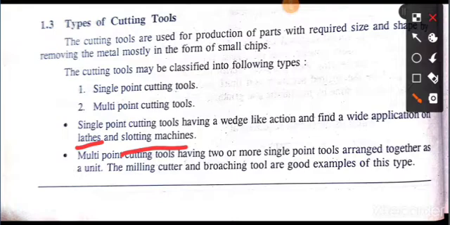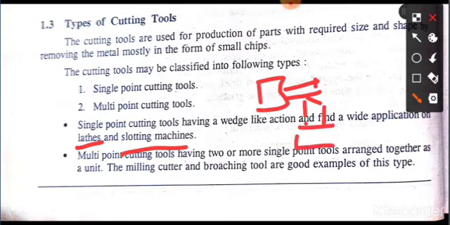Lathe machine means what? This will be the spindle, and here the job will be held, and here the single point cutting tool is used, and this job is rotated. And this tool is fed against it, meaning the tool touches the surface. What happens by this? The turning operation takes place. This is what a single point cutting tool does. And even in slotting machines, we will discuss that in later chapters.